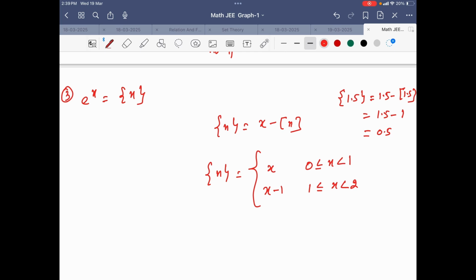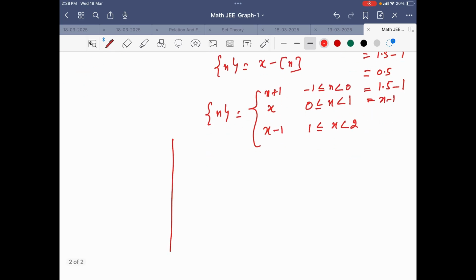So you are taking 0.5, and equivalently you write 1.5 minus 1. That means you can write x minus 1. If I take minus 1 less than x less than 0, you get x plus 1. The same way you can proceed for the others. Then how to draw the fractional part function?